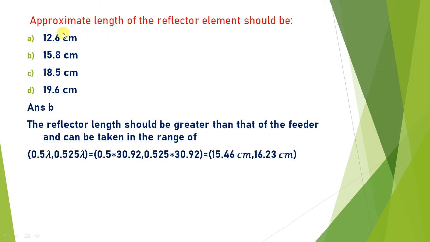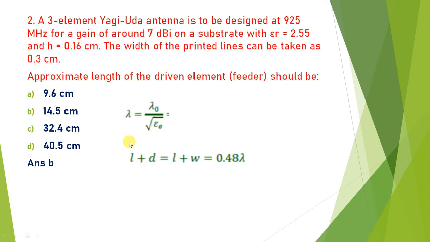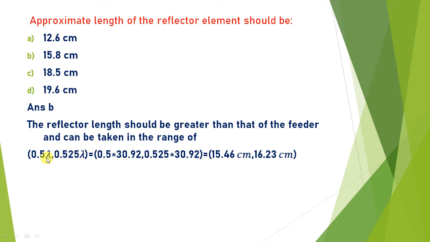Now all the data remains the same, and we have to find the length of the reflector element. Generally the Yagi-Uda antenna reflector element length must be in the range of 0.5 lambda to 0.525 lambda. Lambda you have already calculated by using this equation. Put lambda in this equation, multiply with 0.5 as well as 0.525, and we have this range. That means our reflector element should have a length between these values. Carefully observing all 4 options, which option satisfies this range? Only option B, 15.8 centimeter, satisfies it because it is within this range. So the answer is B.